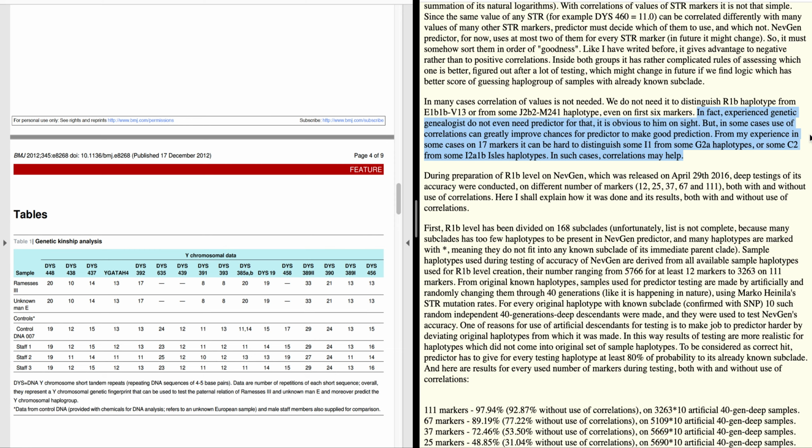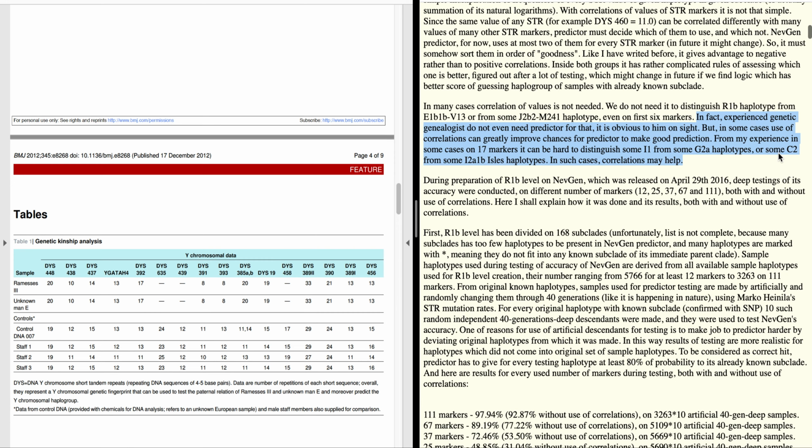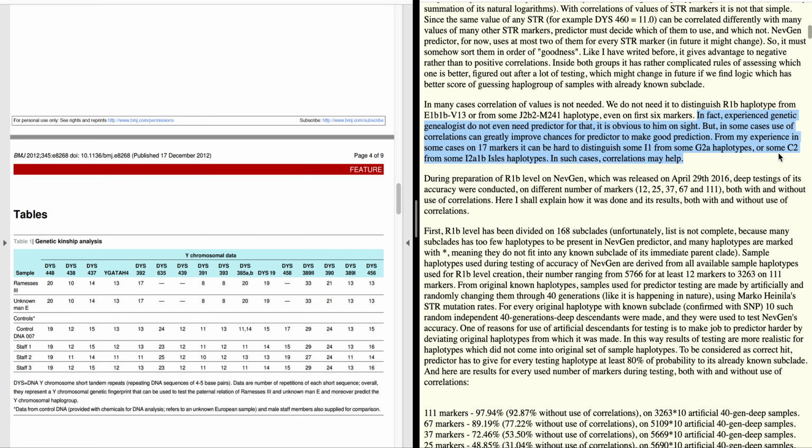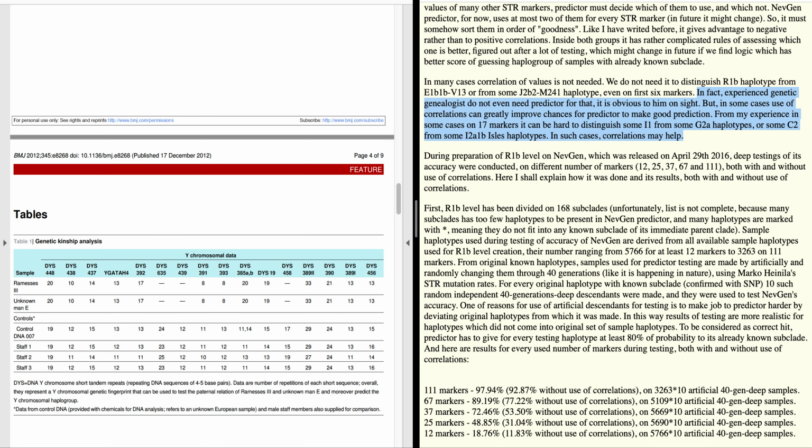From my experience, in some cases on 17 markers, it can be hard to distinguish some I1 from some G2A haplotypes, or some C2 from some I2A1b haplotypes. In such cases, correlations may help. Alright, so I find this interesting because, having few markers, the chances of having 100% probability is very hard because you're limited in the markers you have.